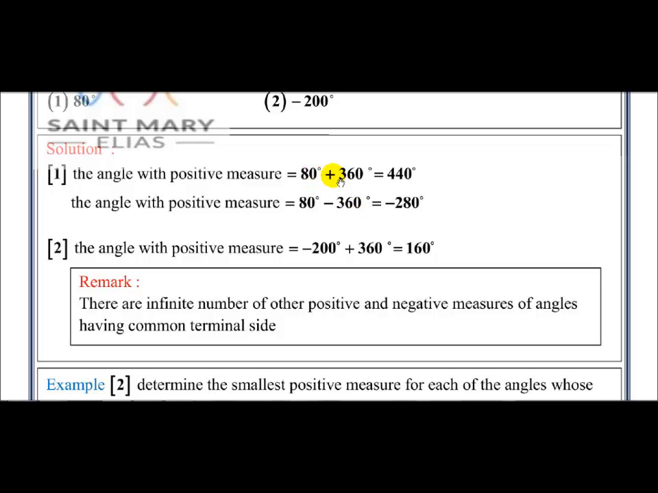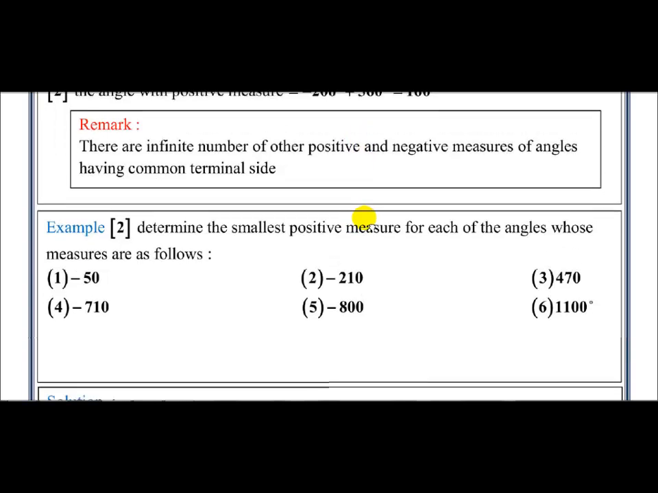Here I add 360, but I can add 2 times 360, I can add 3 times 360, and so on. For 80, minus 360, I can subtract 360 one round, I can subtract 2 times 360, I can subtract 3 times 360, and so on.